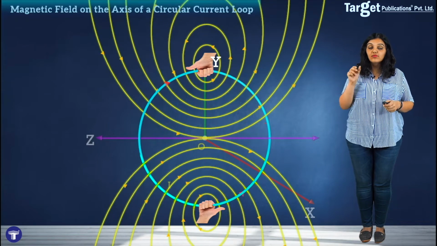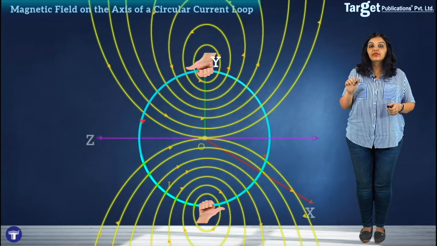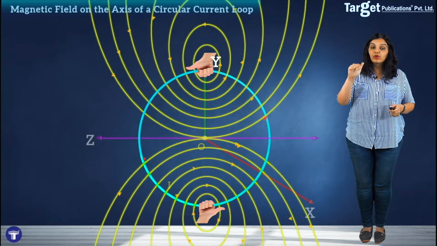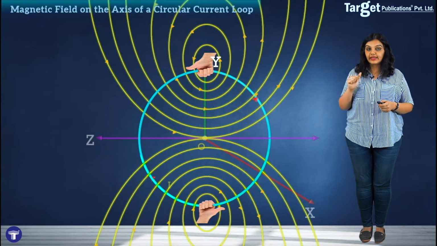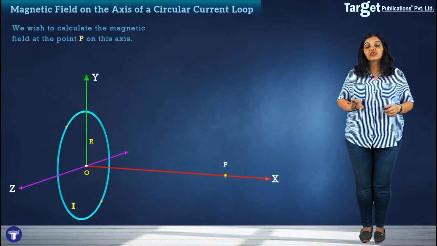That is, you take any small current element on this circular coil. On that current element, you place your hand such that your thumb points in the direction of the current, and then when you curl your fingers, you will get the direction of the magnetic field. Now let's move on and find the magnetic field on the axis of the circular current loop.